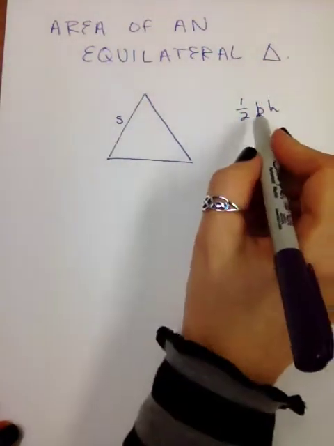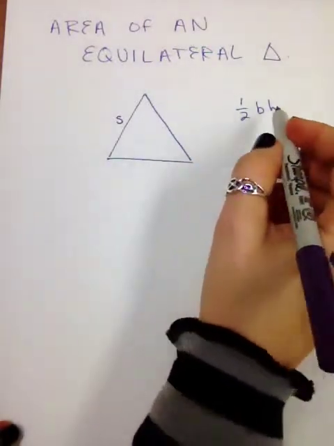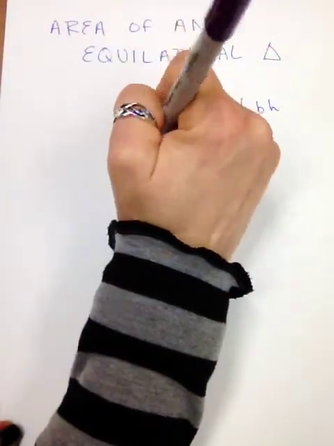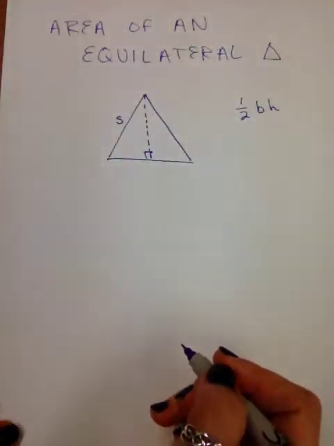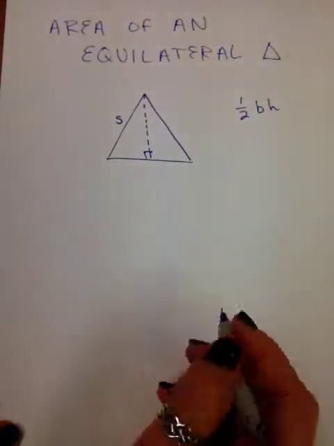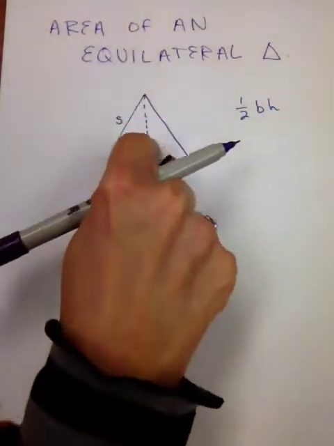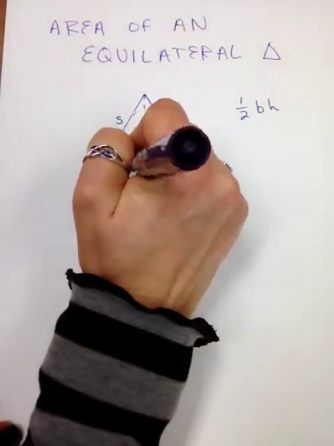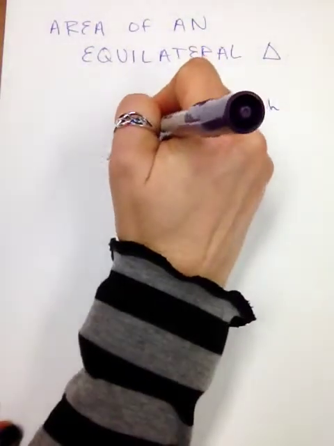I know that my base is S because all the sides are the same, but I don't know what the height is. The height is the altitude that I drop down right here. So one way to find it is to use the Pythagorean Theorem. If this is S and we have an equilateral triangle, this bisects the opposite side, so this would be 1/2 of S. And this, of course, is my height.